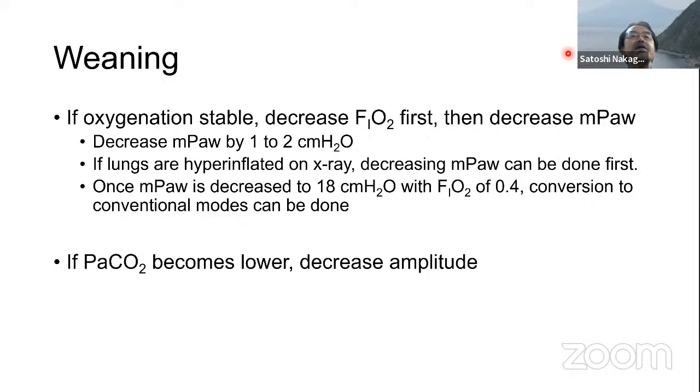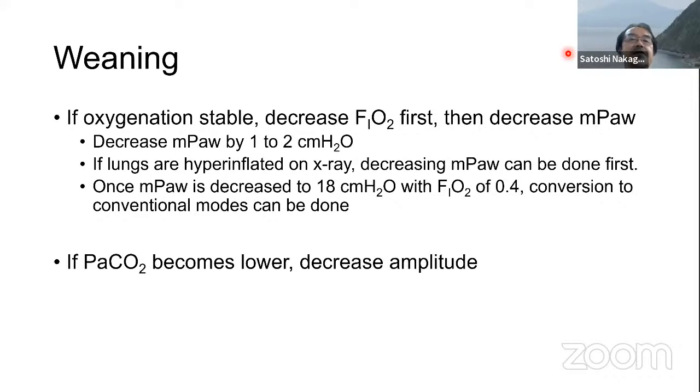In terms of weaning, if the oxygenation is stable, we usually decrease the FiO2 rather than the mean airway pressure. So we decrease the FiO2 first, and if the FiO2 hits the 0.6 level, we usually start decreasing the mean airway pressure by 1 or 2 centimeters of water. However, if the chest X-ray reveals lung hyperinflation, we may decrease the mean airway pressure first, then decrease the FiO2.